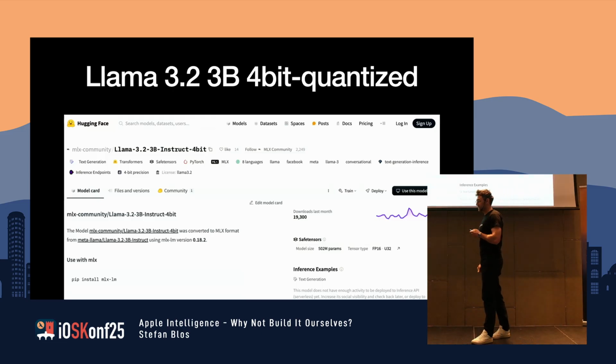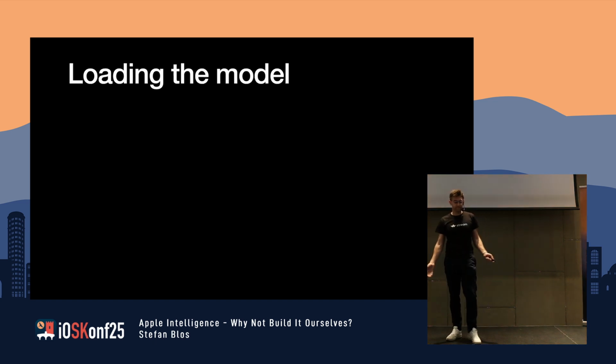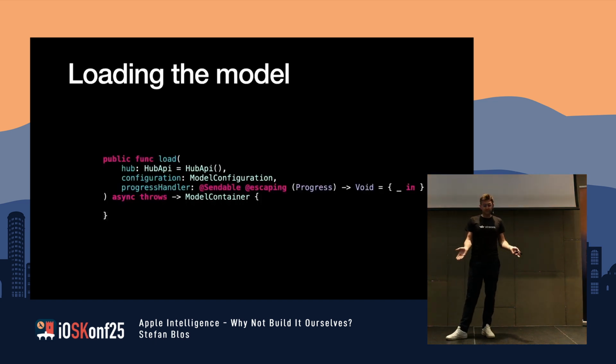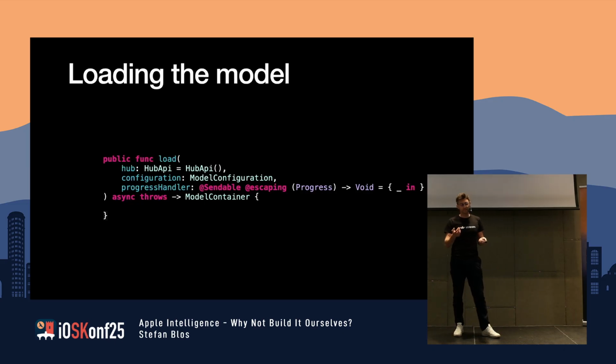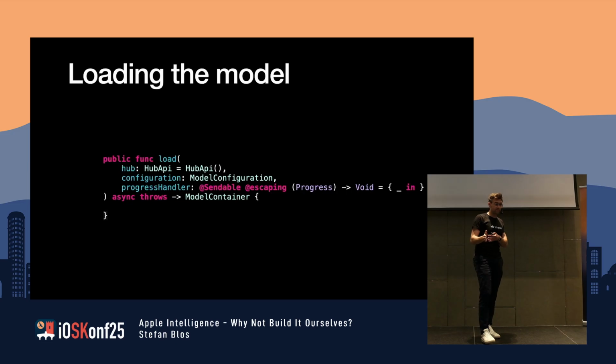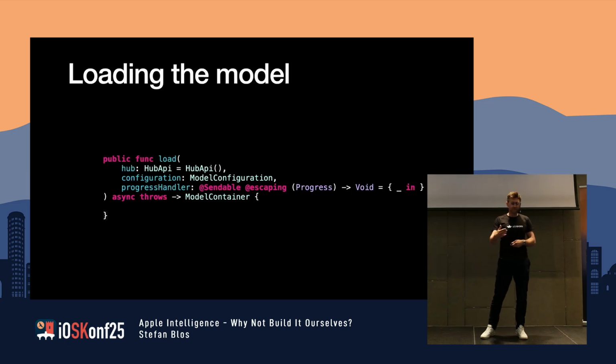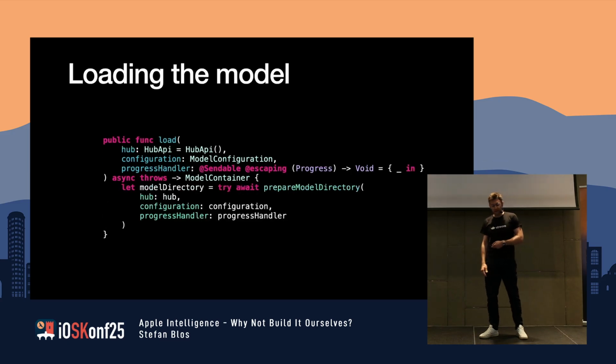All right, so we can download that model, but how does that work? Actually, it's quite simple. We have a load function, which takes 3 parameters. We have the hub, which is basically the Hugging Face hub, so that we can access all these models that are out there. We have a configuration, which is a model configuration that we can customize, but most of the time it's just fine with defaults. And then we get a progress handler to communicate the progress of the call.